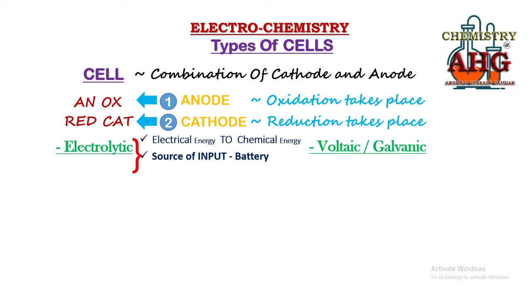Remember, in case of electrolytic cell, cathode is negative and anode is positive. This is the charge carried by anode and cathode when the cell is electrolytic. So mostly people try to give this definition of anode and cathode. That is incorrect. Why? Because when we are having voltaic cell, anode becomes negative and cathode becomes positive. So never ever define anode and cathode with respect to the charges.